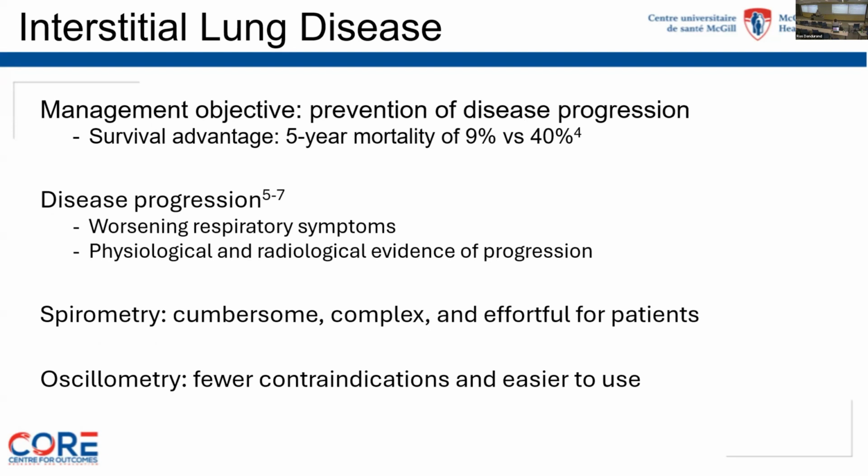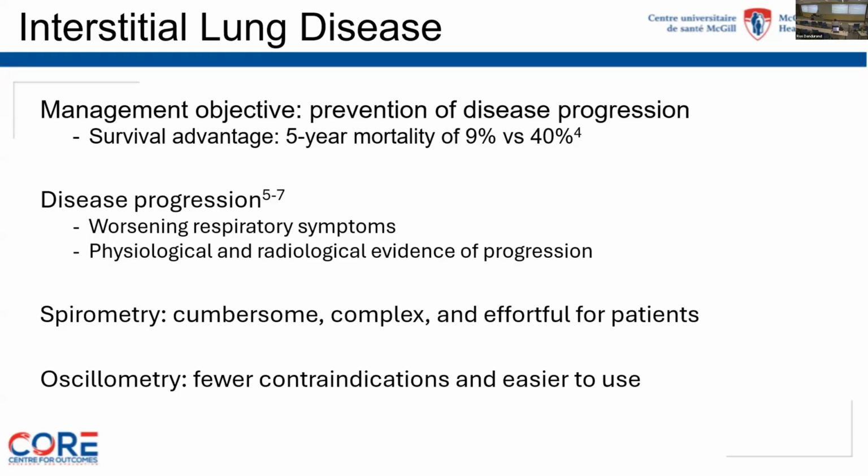Disease progression is characterized on the basis of worsening respiratory symptoms in the presence of physiologic and radiologic changes associated with progression. And in day-to-day clinical practice, the main tool that's used for monitoring disease progression is spirometry, and namely measurement of the forced vital capacity, or FVC.